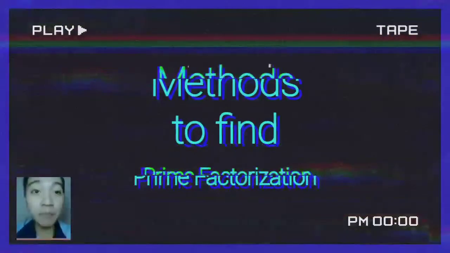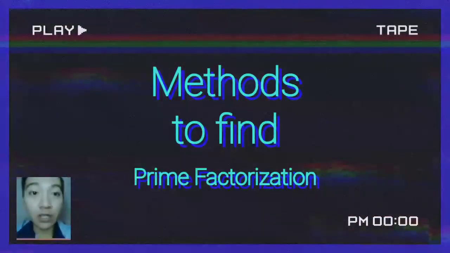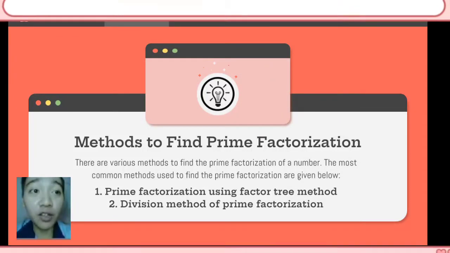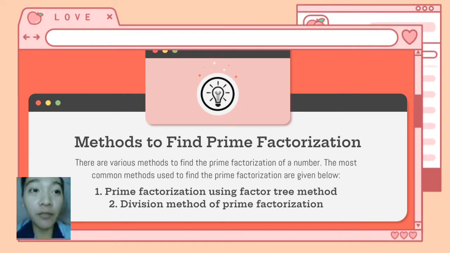After defining what is prime factorization as well as factors and prime factors, let us now proceed to the methods to find prime factorization. There are various methods to find the prime factorization of a number. The most common methods are given below. The first method is the factor tree method, and the second is the division method of prime factorization. These two methods are used to easily find the prime factorization of a number.